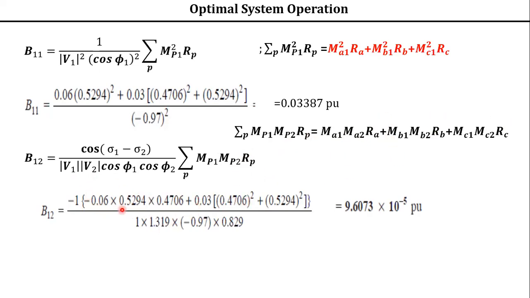In the numerator, V1 magnitude is 1, V2 magnitude is 1.319, cos phi 1 is 0.97 with negative sign, and cos phi 2 is 0.829. Simplify that. So this is the answer. You should get it.